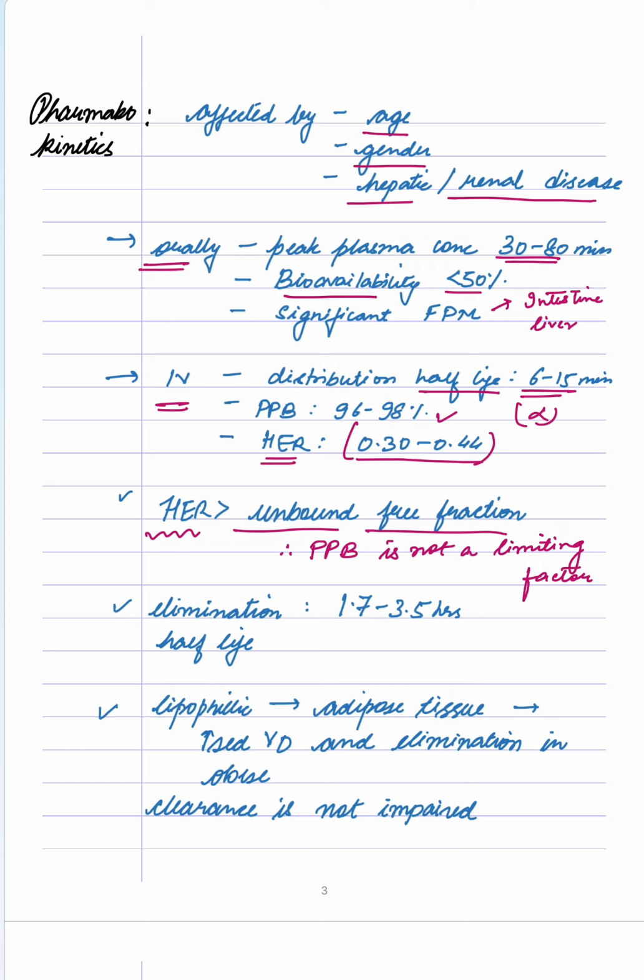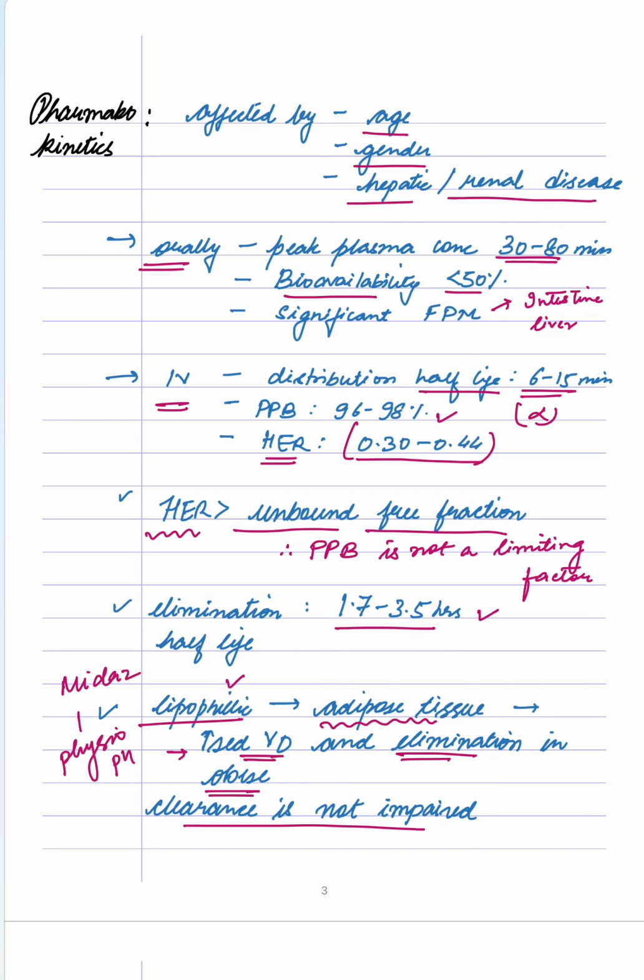The elimination half-life ranges from 1.7 to 3.5 hours. As we discussed above, at physiological pH, midazolam becomes lipophilic as the imidazoline ring closes. So, it gets readily deposited in the adipose tissue, thereby leading to an increased volume of distribution and prolonged elimination in obese patients. But clearance is not impaired. Clearance is dependent on the hepatic blood flow.